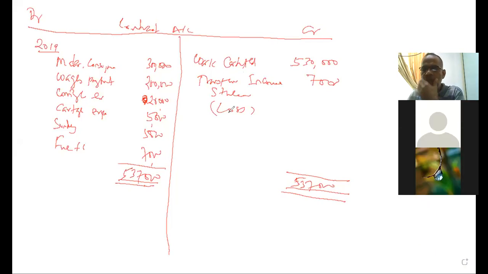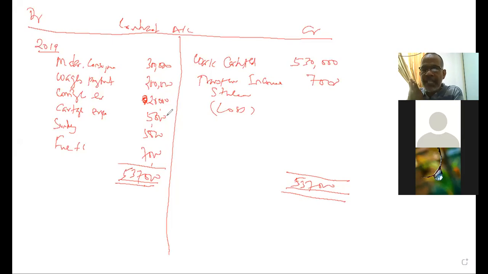As a loss. Look, I will repeat again, I will explain to you. The total expenditure for the first year incurred for the contractor was 537,000. Whether it is direct expenditure or indirect expenditure doesn't matter.